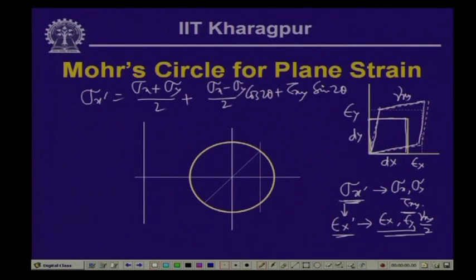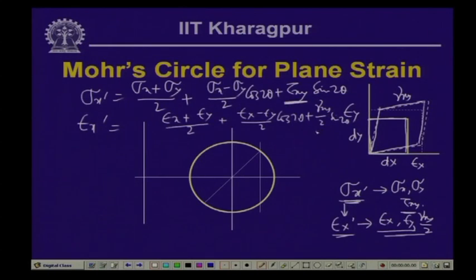Now, in case of epsilon x dash, we have epsilon x dash is equals to epsilon x plus epsilon y by 2 plus epsilon x minus epsilon y by 2 cos 2 theta plus gamma xy by 2 sin 2 theta. So, in place of tau xy we have gamma xy by 2, in place of sigma x we have epsilon x, and in place of sigma y we have epsilon y. Otherwise, the expression is identical.